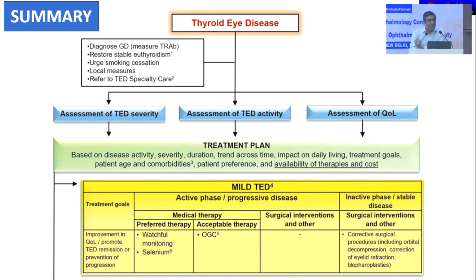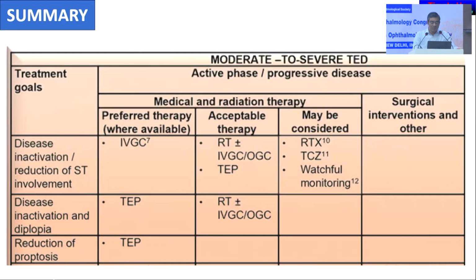To wind up, one has to look for the non-pharmacological measures also. One has to assess the activity and severity. If it is mild, watchful monitoring can be sufficient, and oral glucocorticoids are acceptable in certain situations in mild thyroid eye disease, but mainly it's watchful monitoring. For moderate to severe thyroid eye disease, IV glucocorticoids are the preferred therapy.